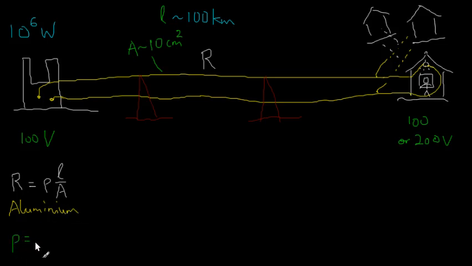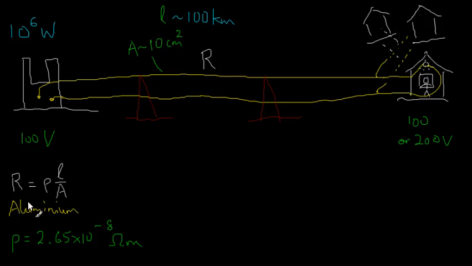So the aluminum resistivity is 2.65 times 10 to the power of minus 8 ohm meter. So that's the aluminum resistivity. Now with this, we actually have enough information to estimate the resistance.